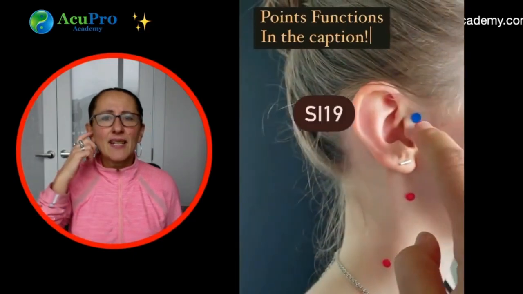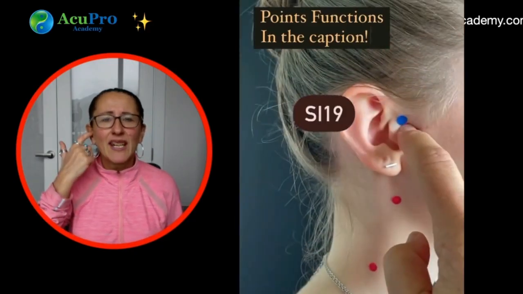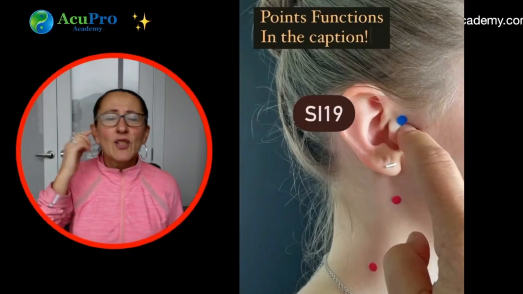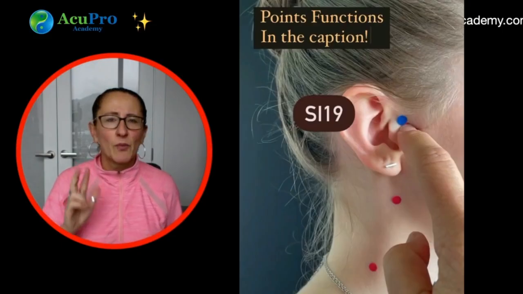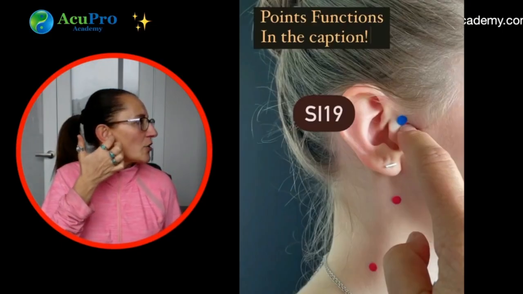And the last one is small intestine 19, which is located right on the tragus, which is a point that is next to gallbladder 2 and Sanjiao 21. Those 3 points are all located on the tragus.